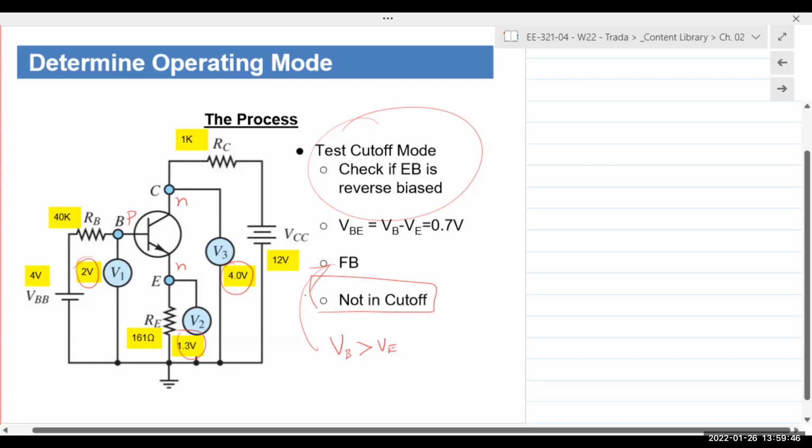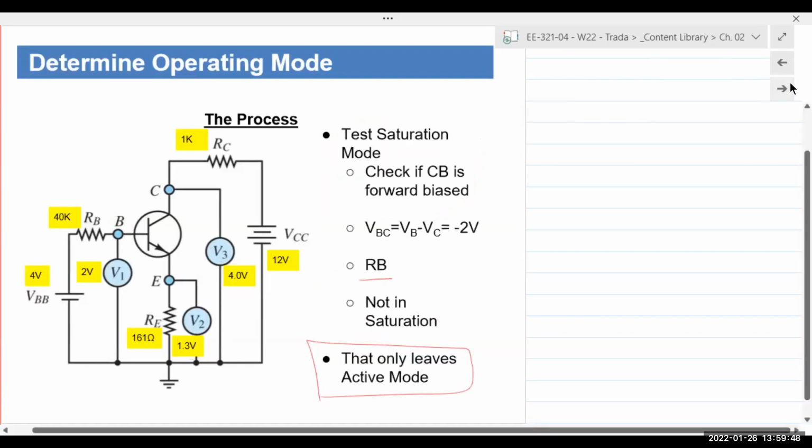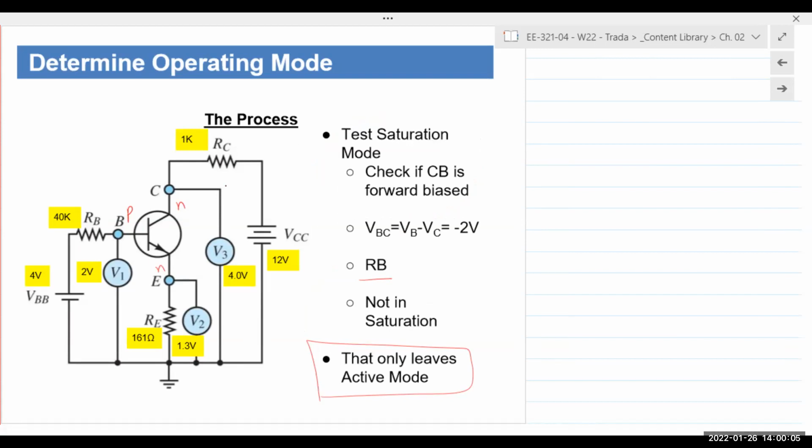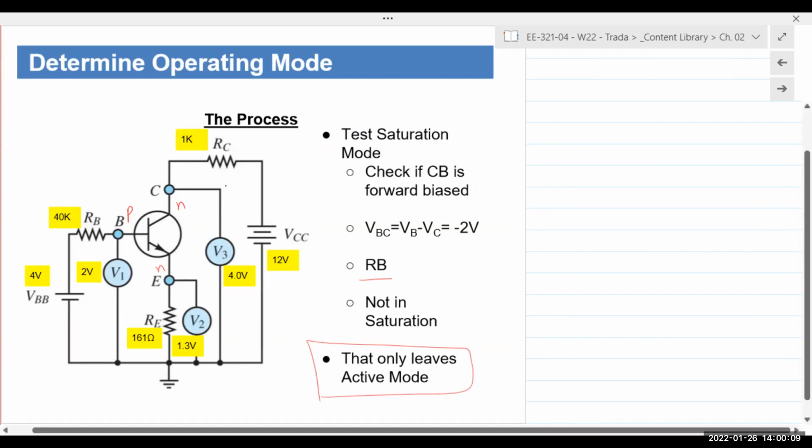Now we look at the collector base junction. Again, it's an NPN transistor. We have 4 volts at the N and 2 volts at the P. So it's reverse bias, then it has to be active, cannot be saturation. So right away in these 2 steps, you already determined that it's active mode.